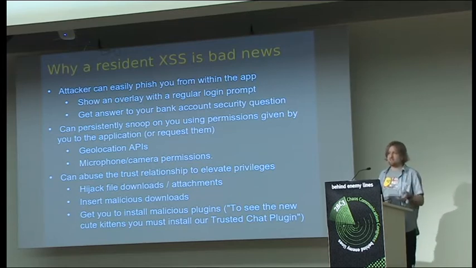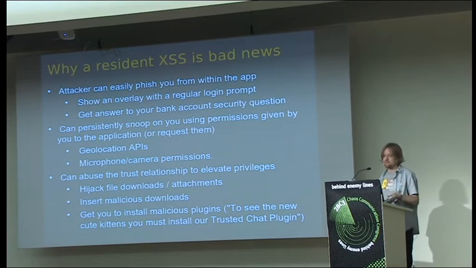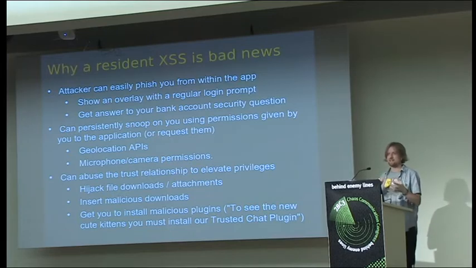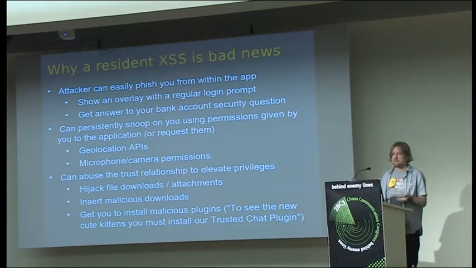And then there are things like geolocation APIs or a microphone or a camera that you might have granted access to just that application, but the way the browser keeps track of which applications can access those features is by origins. So the attacker scripts run in the vulnerable origin.